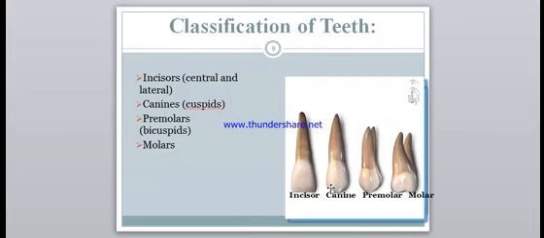It tears. And premolar is bicuspid. It has two pointed cusps. And premolars and molars usually have a grinding function.